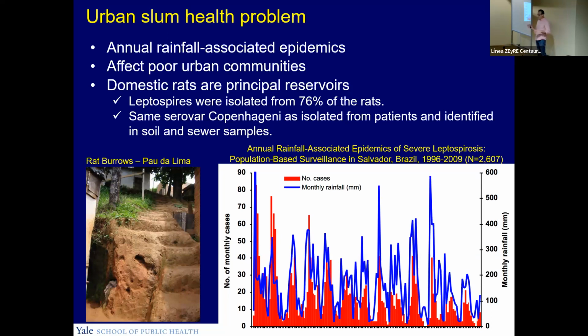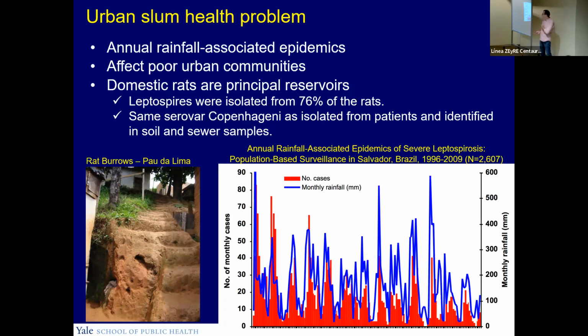And we have a very specific situation in Salvador, which helped a lot in our studies: we only have one serovar circulating. I mentioned to you before about 69 species or 41 species. There are over 300 serovars among those 41 that can cause disease.